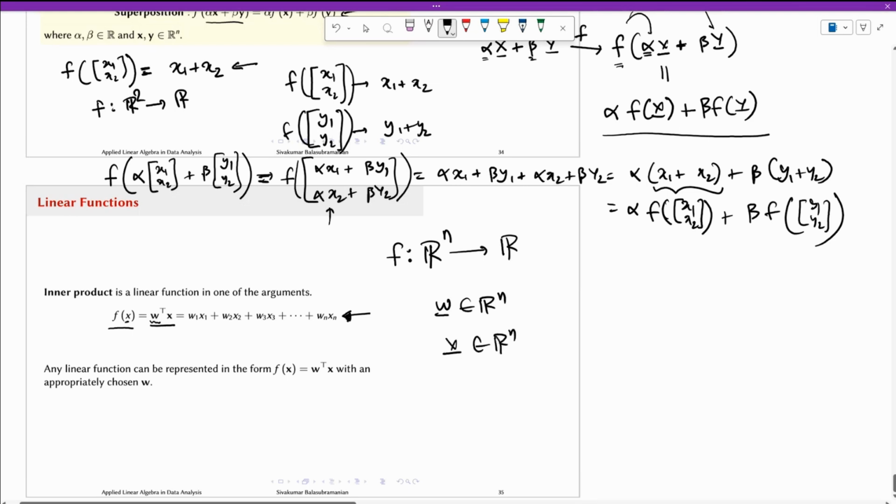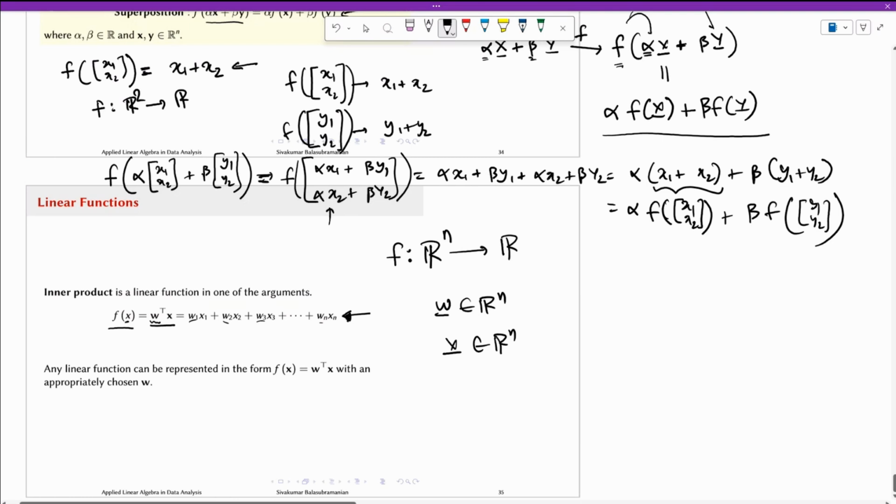So it turns out no matter what linear function you come up with, we can always find a set of wi's, w1 to wn, such that the linear function can be written as w1 times x1, plus w2 times x2, and so on, which is essentially saying we can represent the output of the linear function as a standard inner product between some vector w from Rn and your vector x.